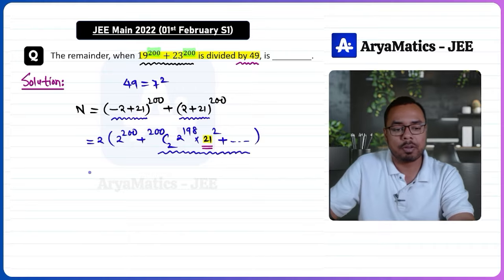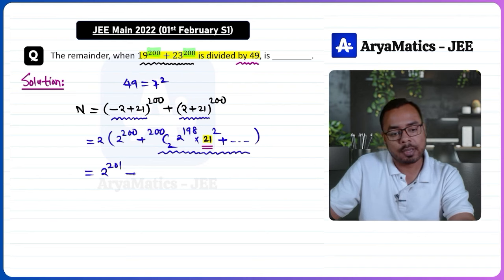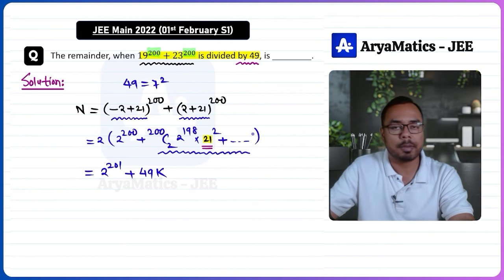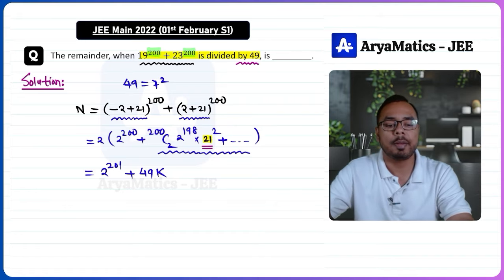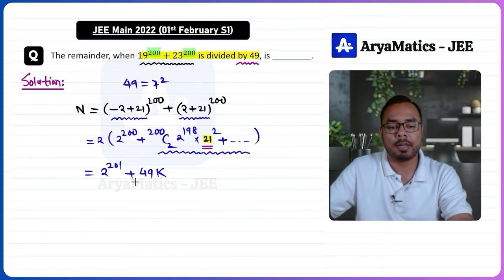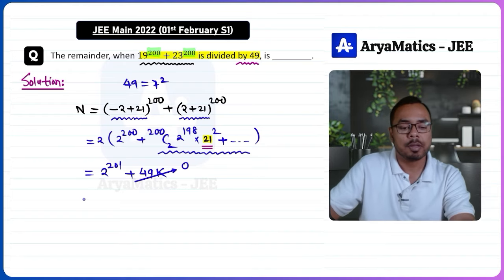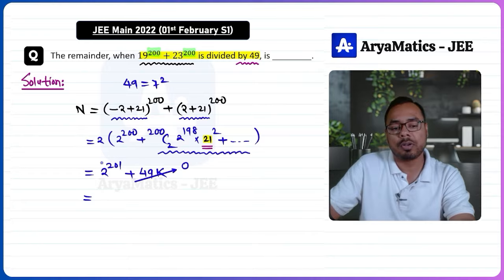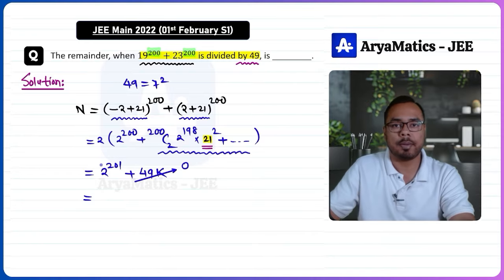So you can combine all of these terms and you can say that this will become 2 into 2 raised to 200, plus another one, so 201, plus some multiple of 49, right? All of these terms are multiples of 49, multiplied by 2, they are still multiples of 49. And if you divide a multiple of 49 by 49, the remainder will be 0. So from this term, you will not get any remainder. So now basically we have to focus on 2 raised to 201.